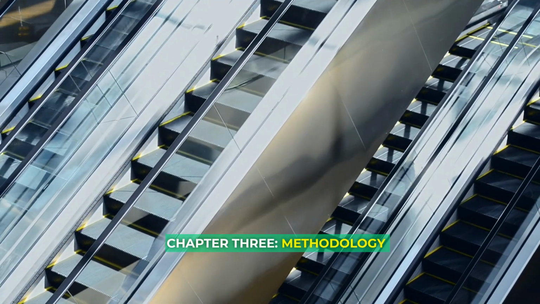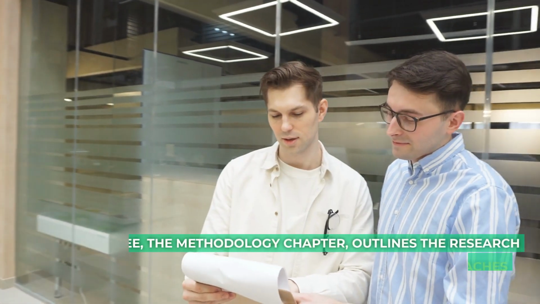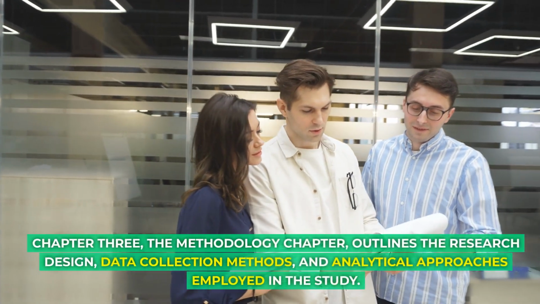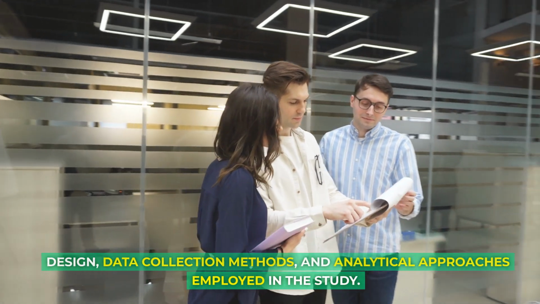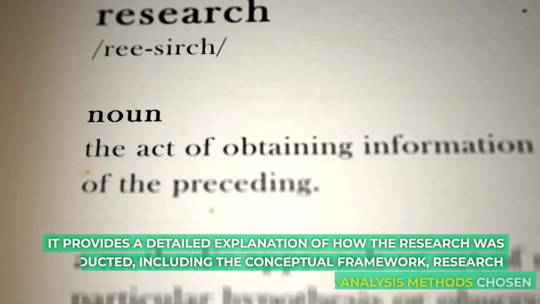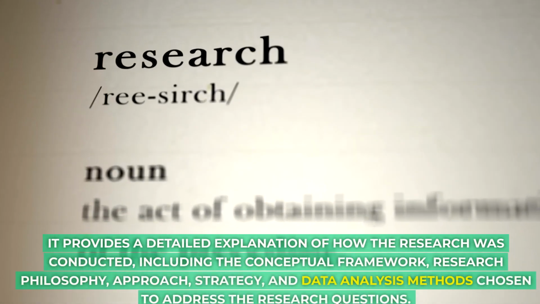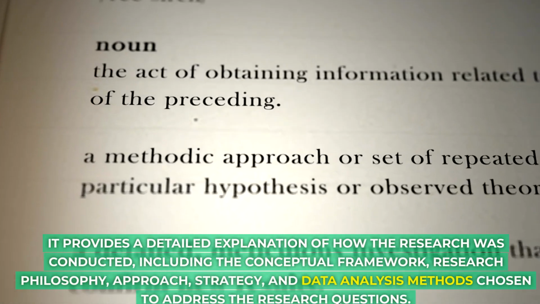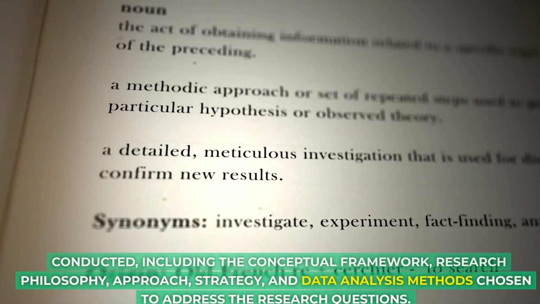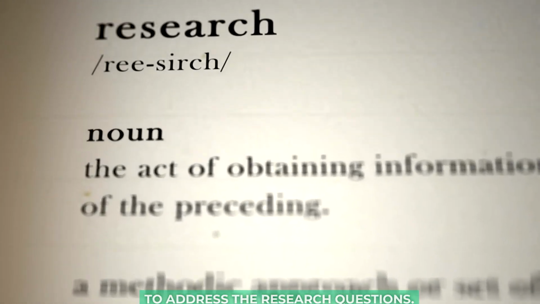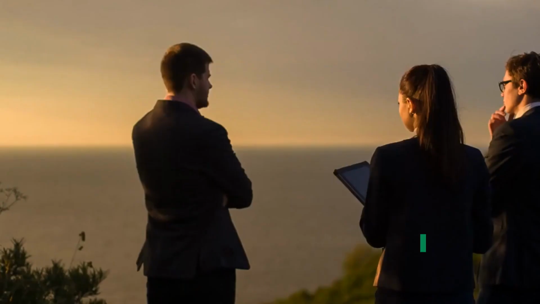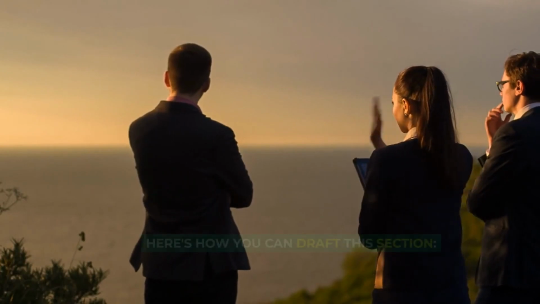Chapter 3, Methodology. Chapter 3, the Methodology chapter, outlines the research design, data collection methods, and analytical approaches employed in the study. It provides a detailed explanation of how the research was conducted, including the conceptual framework, research philosophy, approach, strategy, and data analysis methods chosen to address the research questions. Chapter 3 is all about the methodology. Here's how you can draft this section.